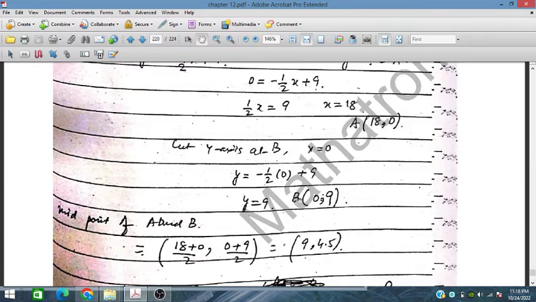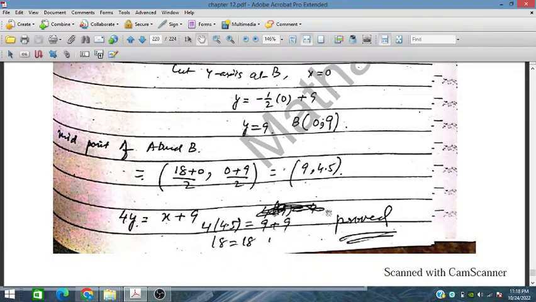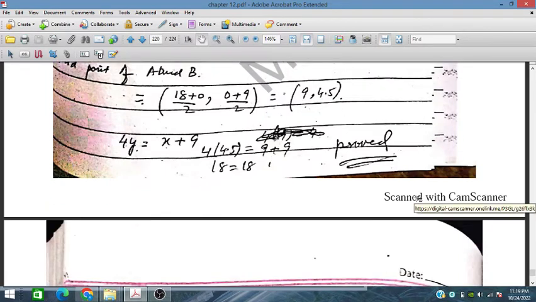This is point A, this is point B. So for A and B, we get the midpoint as (9, 4.5). So at (9, 4.5) we check whether this equation is satisfied by this midpoint, if it is passing through it. So we put the values here and we get 18 equal to 6. It shows that this line is passing through this midpoint, which is what the given problem asked us to show, and it has been proved that this is satisfied. So this equation is passing through this midpoint.